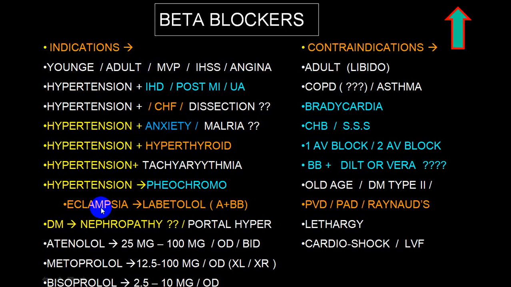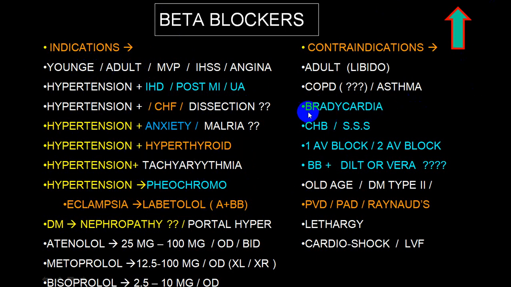In eclampsia, labetalol, which is an alpha beta blocker, can be a drug of choice in case of eclampsia or hypertension during pregnancy. So these are all the indications where, instead of fourth, it can become the first drug of choice. So use that.